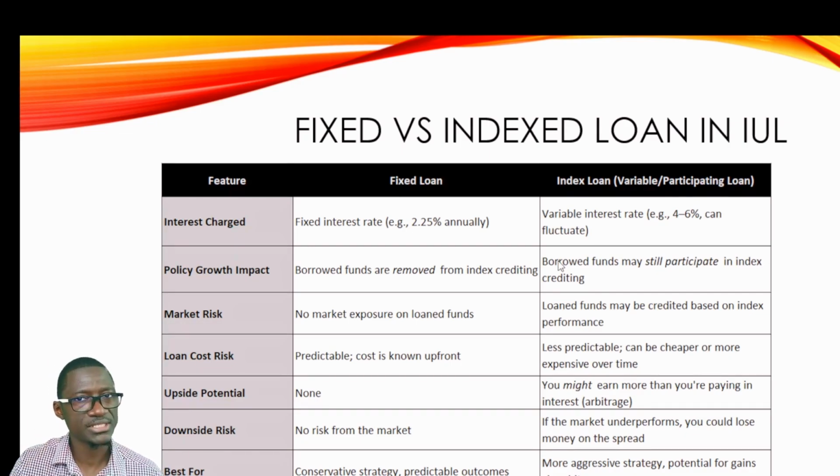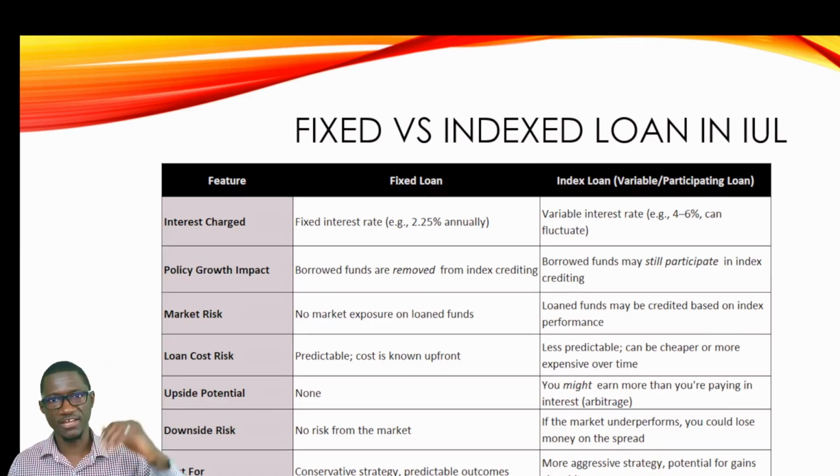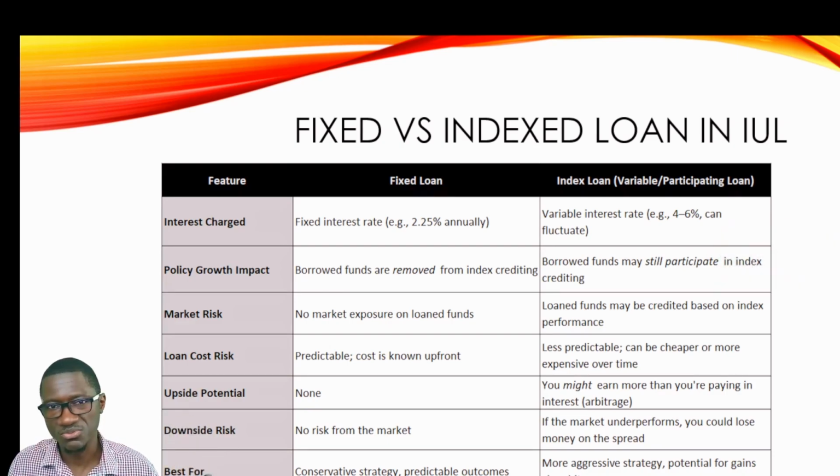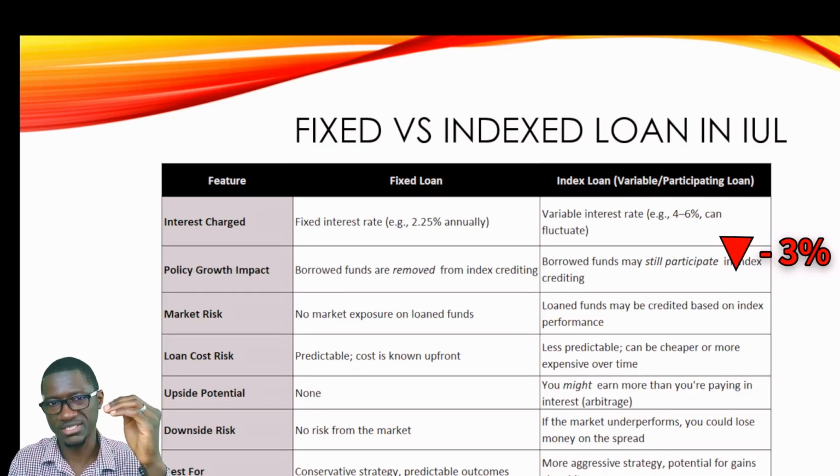The story is different with an index loan. With an index loan, the money that is borrowed is not taken out of the index account. As a result, you still earn index performance. But remember, the loan rate is higher, usually between 4 to 6 or 7%, depending on the company. Let's say you take a loan at 5% and your index performs 10%. You have a spread of 5%, meaning that you grow more than the interest rate charged on your loan, which is good. But if you take a loan at 5% and that year the index performs at 2%, now you have a negative 3%.